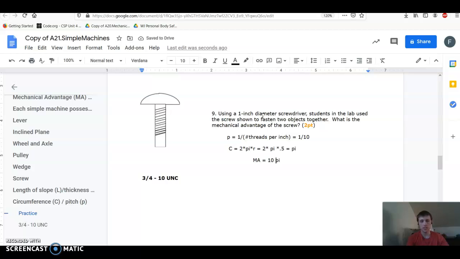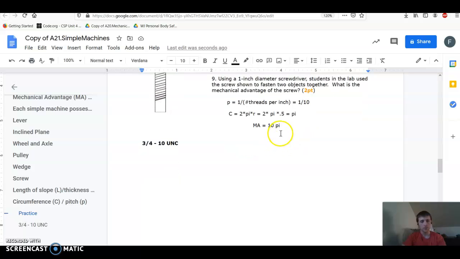Hopefully that makes sense. This is a little bit more advanced. I wouldn't expect you to be able to figure that out on a quiz or a test, but it's a good exercise to keep in mind.